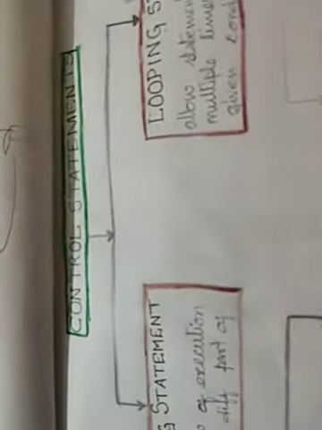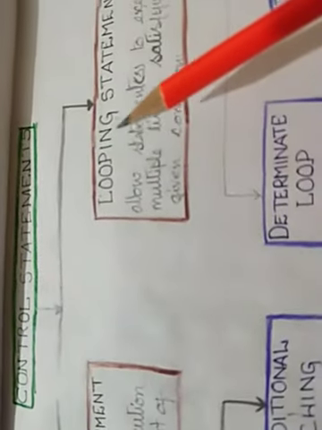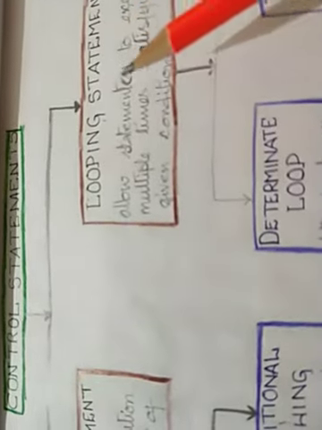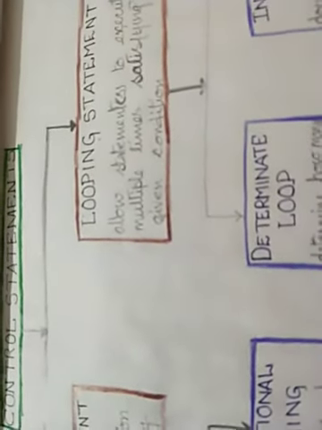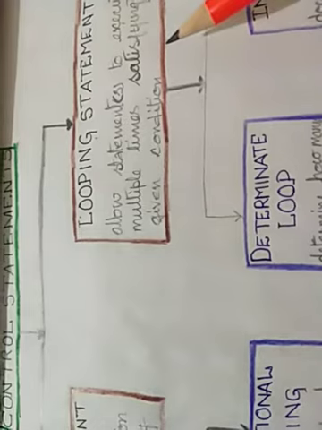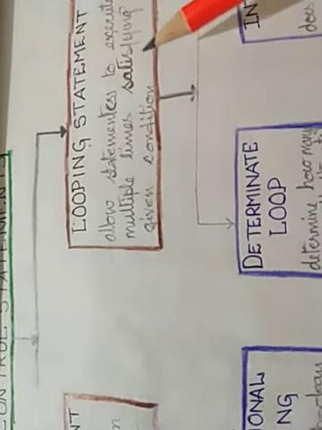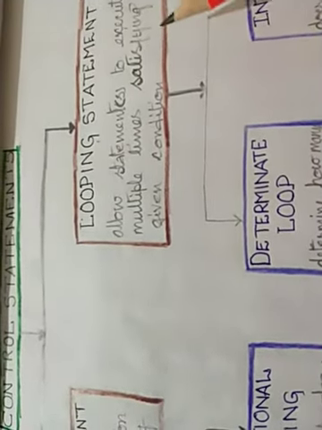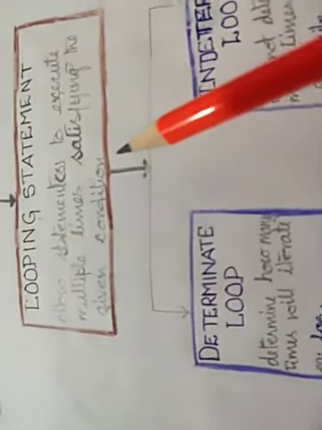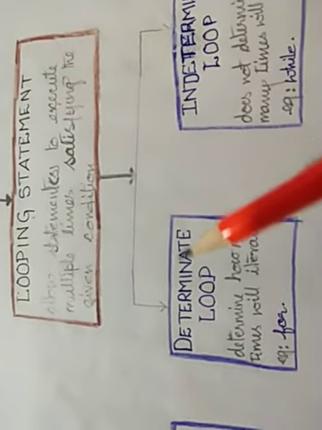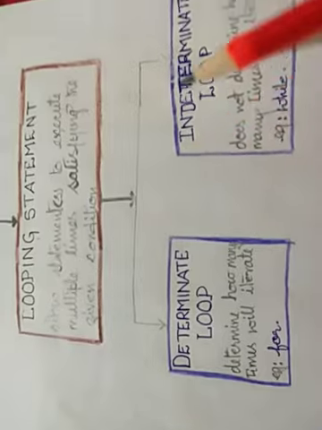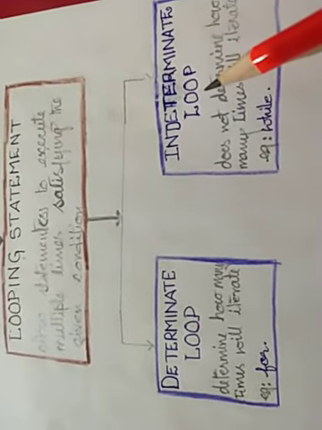And the second control statement is the looping statement, where all the statements or a particular statement execute multiple times, satisfying the given condition. And in looping statements, we have the determinate loop and the indeterminate loop.